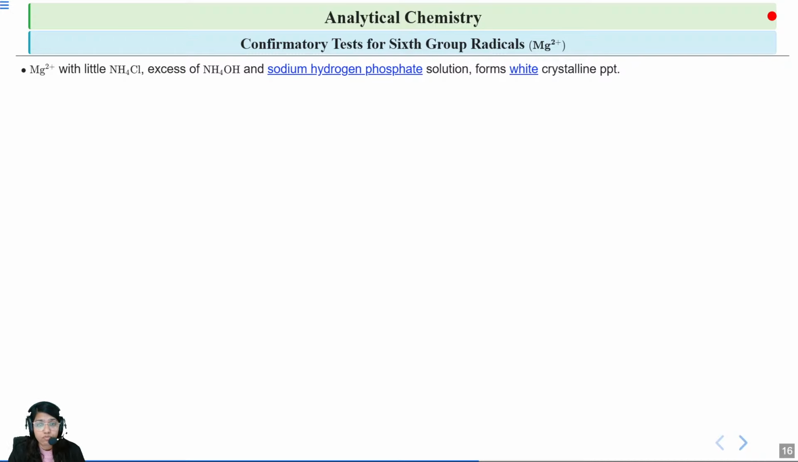Now we learn about the confirmatory test for sixth group radical. So let's see how we will confirm the presence of magnesium ion, because the sixth group contains which ion? Magnesium ion. So when magnesium ions are treated with a little NH4Cl, that is ammonium chloride, excess NH4OH and sodium hydrogen phosphate solution, they produce a white crystalline precipitate. This white precipitate is magnesium ammonium phosphate.